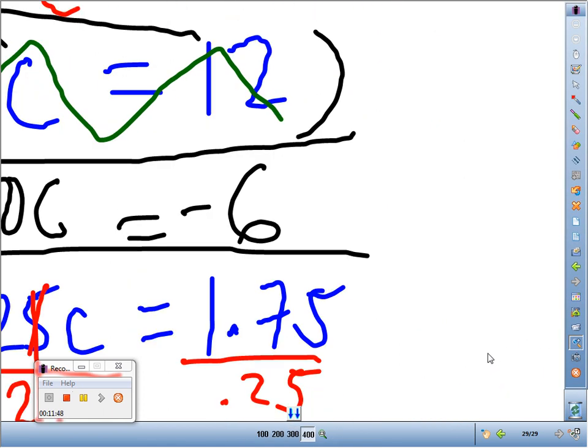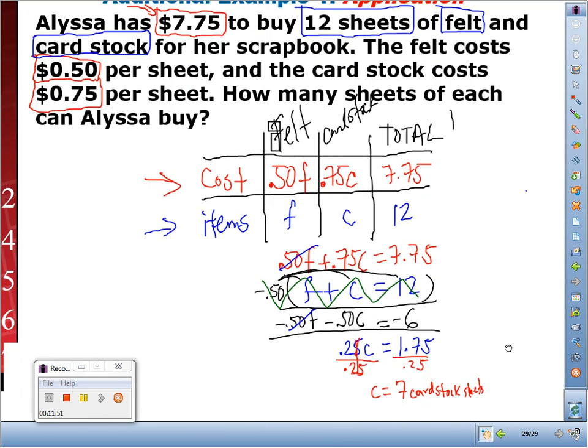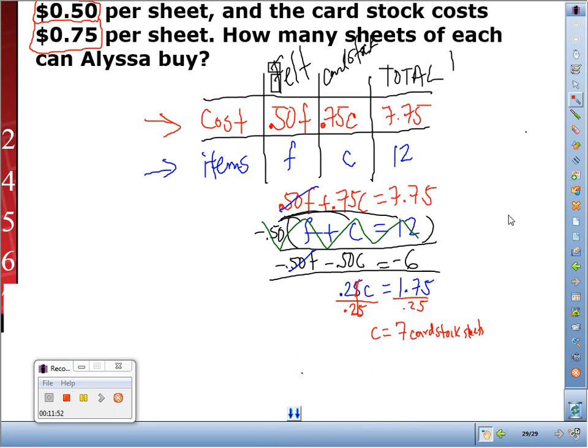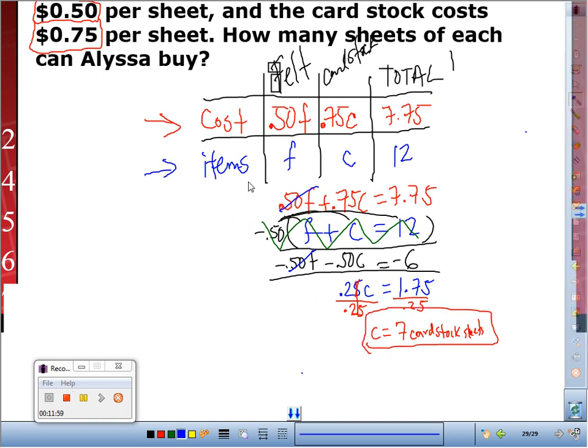So, let me zoom out. So we're done with solving for C. But now we need to solve for which one? F. So I'm going to use the items equation, which is F plus C equals 12. And you're saying, Mr. Q, but I can just do this in my brain and find out what the other one is. Yes, but I don't want it in your brain. I want you to show me the work. So therefore, C is 7.